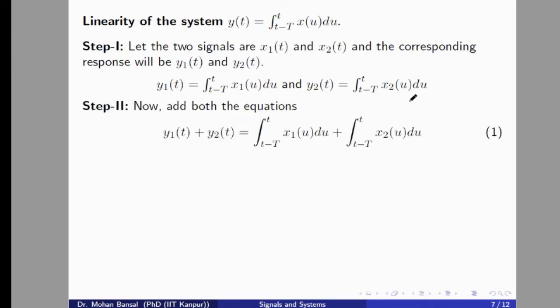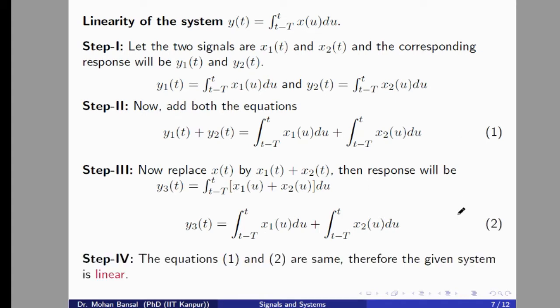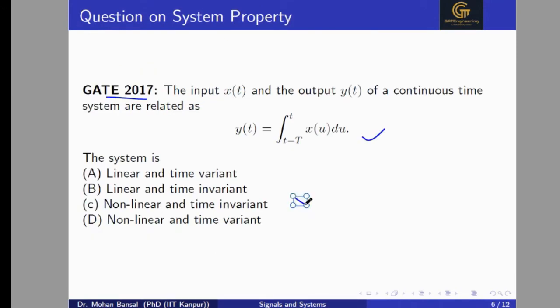Now, if you add both of them, you will get equation number 1. This is step 2. In step 3, you will have to replace x(t) by x1(t) plus x2(t). So you will get a new expression y3(t) that will be the integration of x1(t) plus x2(t). Now you can separate it because the integrator is a linear operator. You can apply the linear property here, and you will get equation number 2, which is equal to equation number 1. So here we can say that y1(t) plus y2(t) is equal to y3(t). So this system is a linear system. From the question, we can see that options C and D are not correct because the system is linear. Now we'll check whether the system is time variant or time invariant.